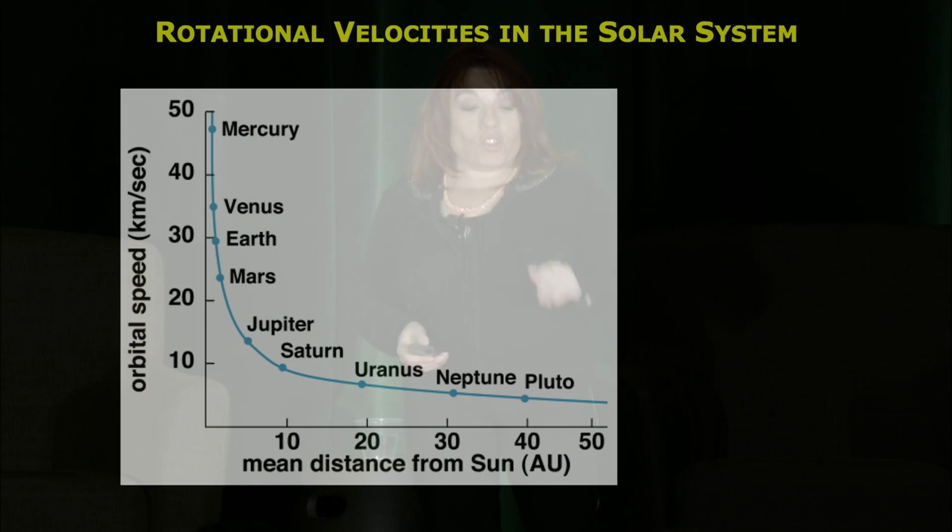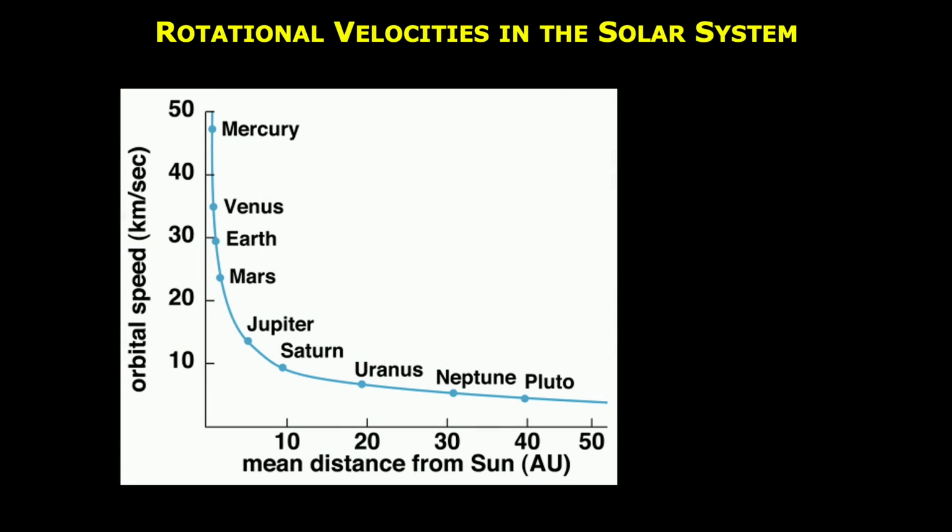If this thing listens, there we go. So this chart shows the orbital speed of the different planets as a function of the distance from the sun. You can see I'm a rebel because Pluto is still a planet for me, or this chart is very old.